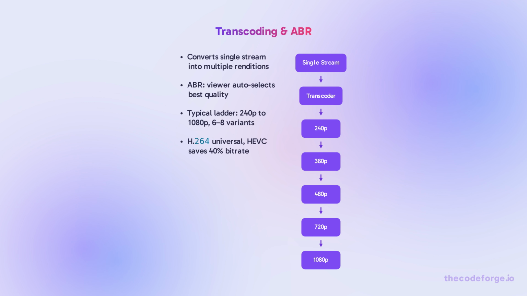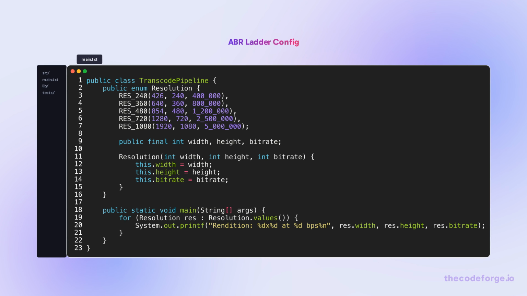Transcoding creates multiple renditions for adaptive bitrate streaming. A typical ladder includes 6/8 variants. H.264 is universal. HEVC reduces bitrate by 40% but costs more CPU. This code defines an ABR ladder with 5 renditions from 240p to 1080p. Each has a width, height, and bitrate. The main method prints them.